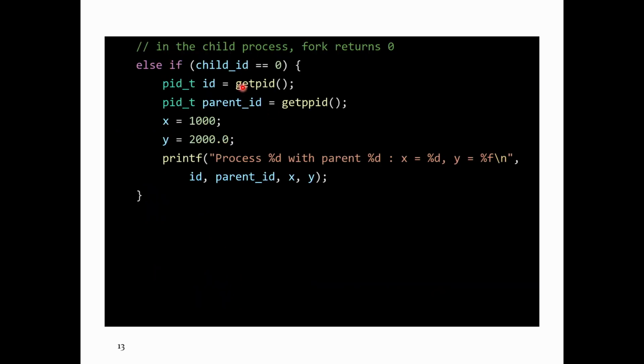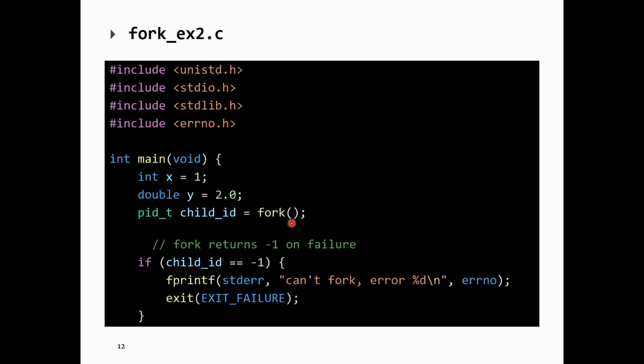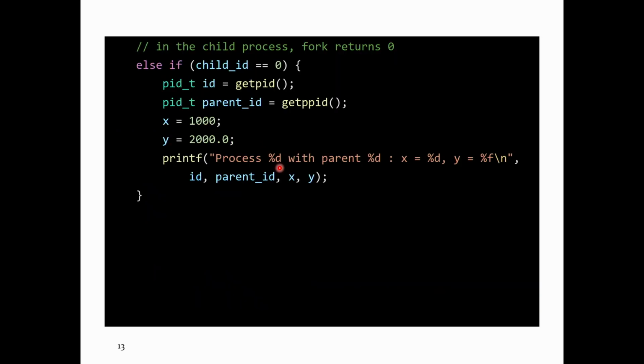Okay, so this program continues. So if the ID is 0, that means that's going to run in the child process. So remember, fork returns two different values. It returns 0 back to the child. So when this line runs, that can only run in the child process because the parent process is going to get a different value for child ID. So when this one runs, it's going to print out some stuff here.